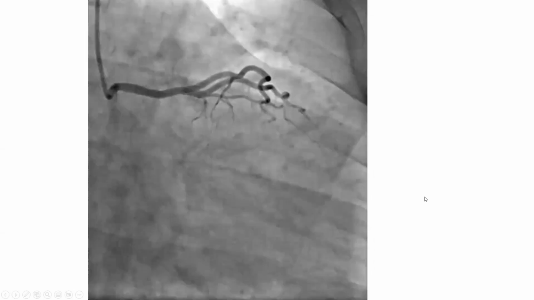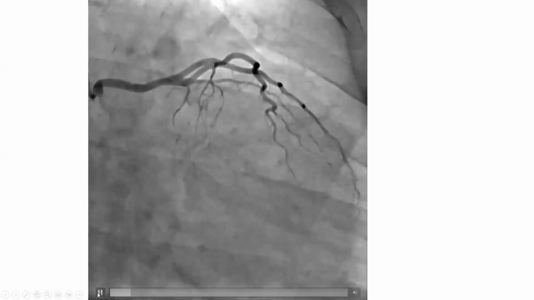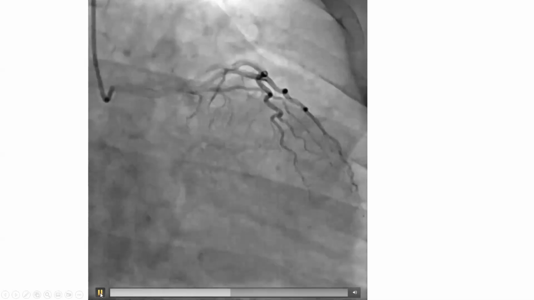This is an illustration of another case where we waited for the late coronary sinus filling in an AP caudal view. And you see toward the end of the injection, here you see the coronary sinus filling, and you see that in this plane, there was no left circumflex running.